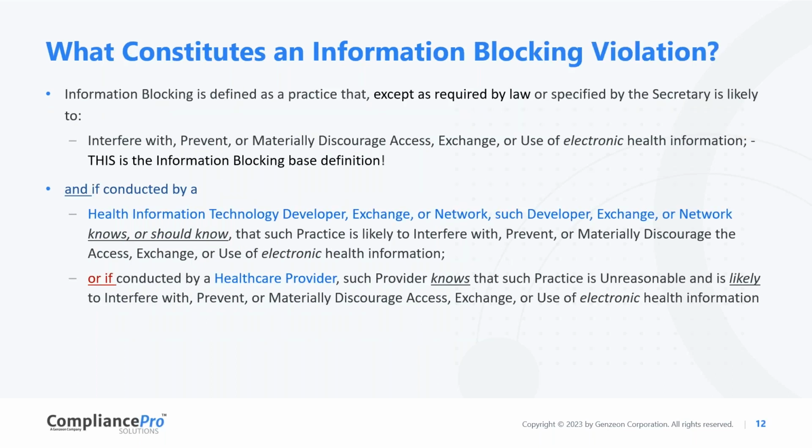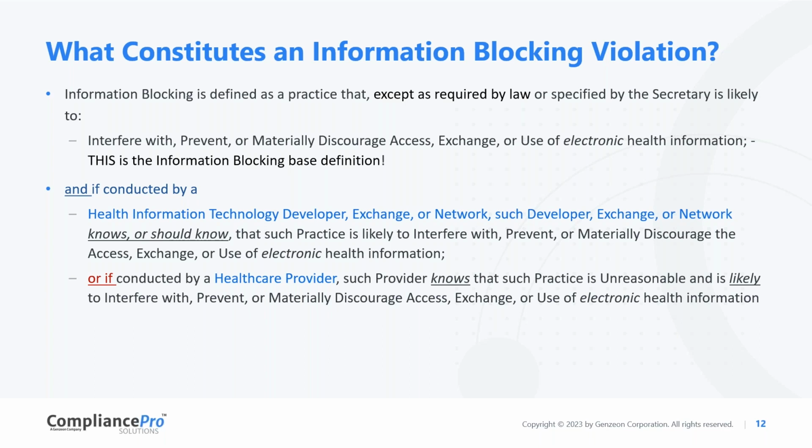Information blocking is defined as a practice that, except as required by law, which is a big deal, or specified by the Secretary, is likely to interfere with, prevent, materially discourage access, exchange, or use of electronic health information. That's the Cures Act definition of what we know as protected health information under HIPAA. That's your base definition.